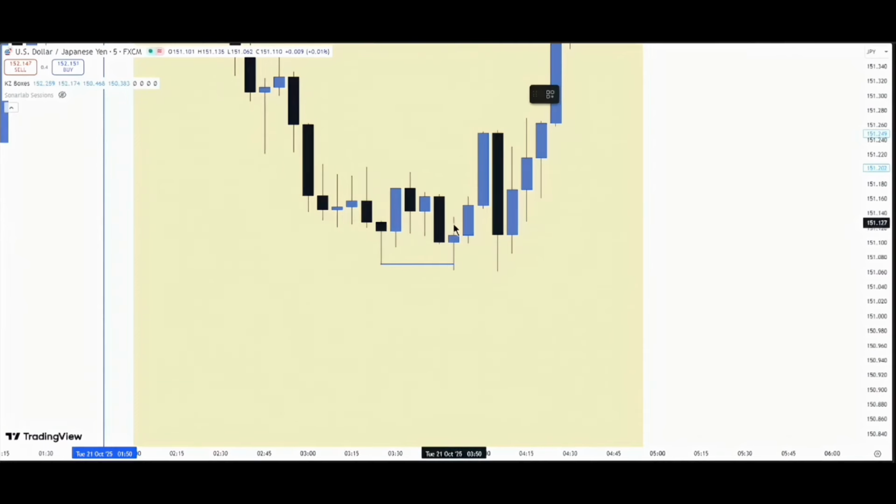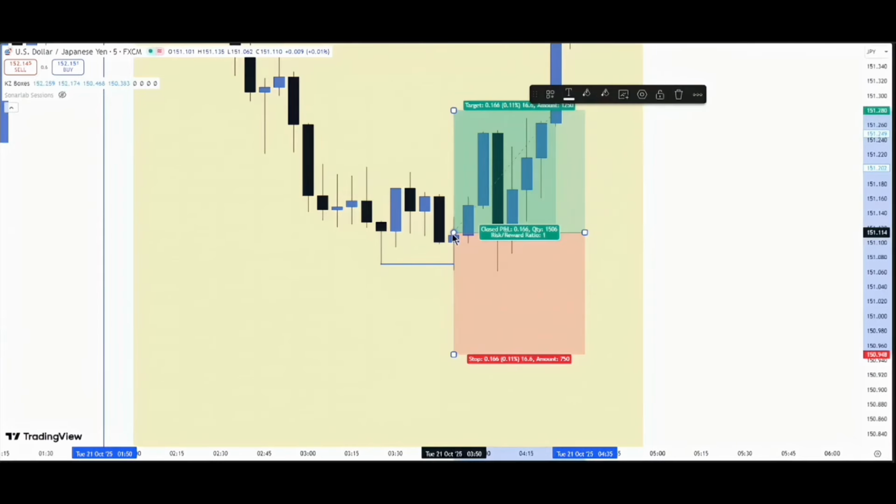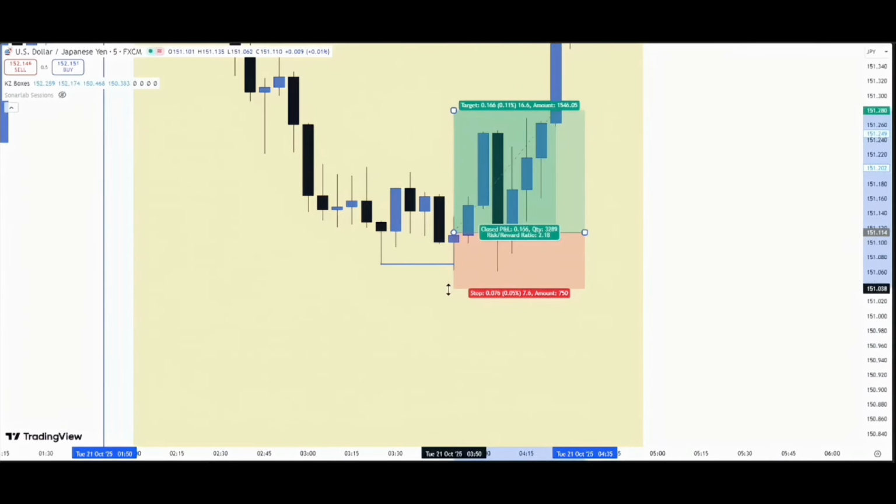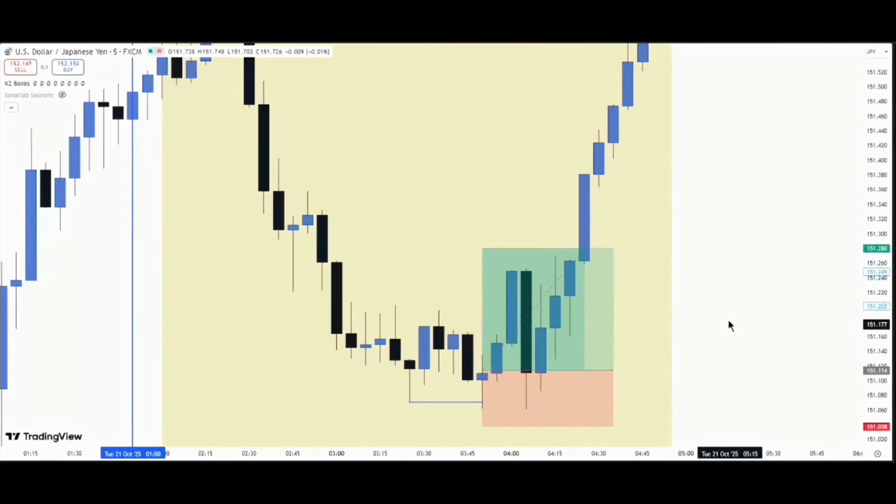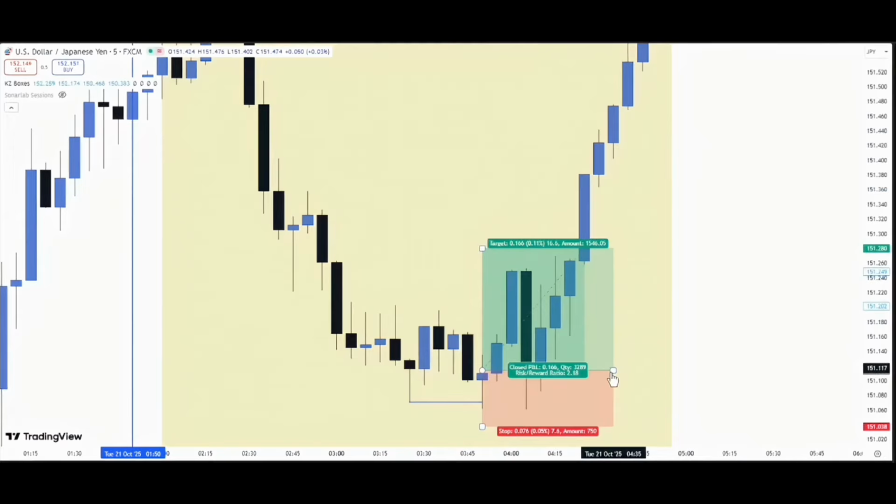Simple. You can take it from this top, but I want to take it at the close here, which will give me a better risk to reward. And now you have to give a buffer to your trade. The next thing I want to tell you is that this strategy uses 1 to 3. Your target should be 1 to 3.